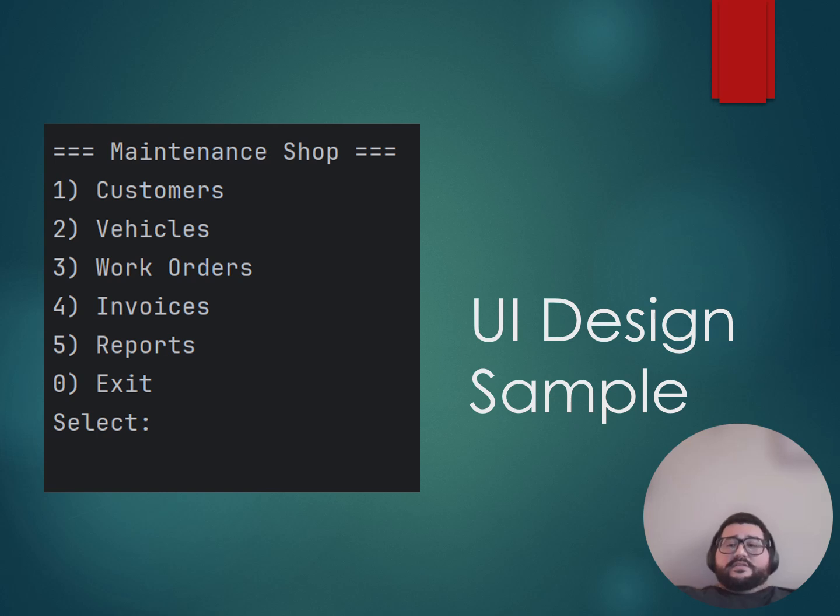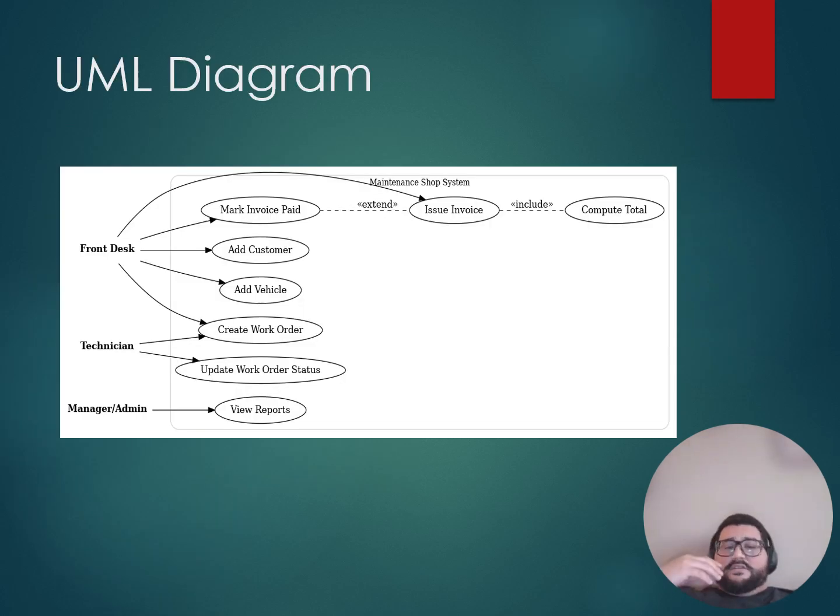And then finally, this is our UML diagram that shows you what they can do, and it's split by their roles, and essentially it's just a graph version of our use case.